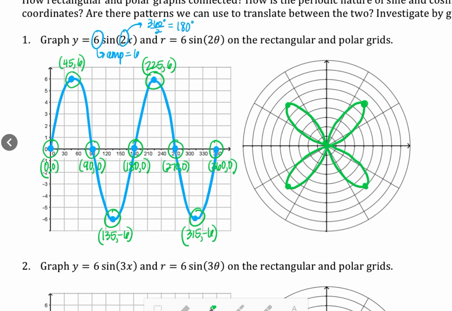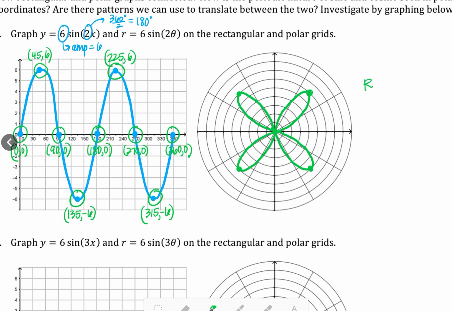That is the polar form of that 6 sine 2x, which we've already known how to graph rectangular. This is called a rose curve, and we would describe it by its number of petals and its length of petals. Hopefully you see where that comes directly from the equation. If not, that's something we'll be exploring tomorrow.